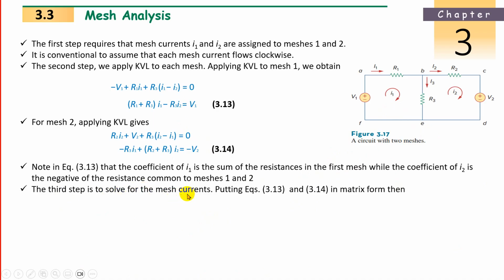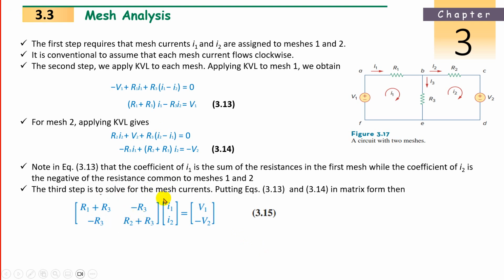The third step is to solve the mesh currents, putting equations 3.13 and 3.12 in matrix form and using Cramer's rule. So what is the first one? R1 plus R3, minus R3; minus R3, R2 plus R3; and I1 and I2. So I1 and I2 as they are. On the other side, V1 is there, minus V2 is there.